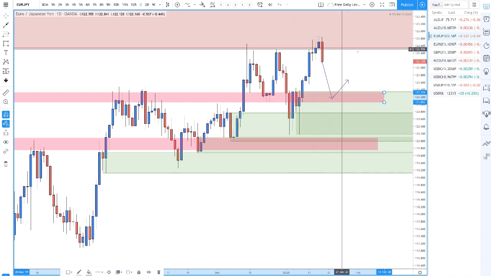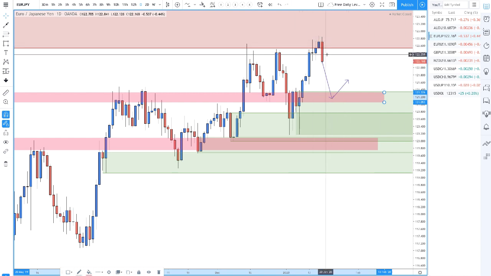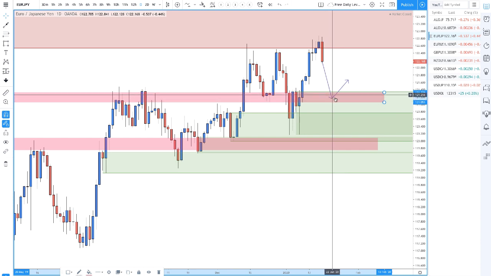And obviously the euro being the weakest of the major currencies at the moment. So those are pretty much your options. Sell now if you want to buy the yen against the euro, waiting for buy trades first at this area here, then probably further down right here.